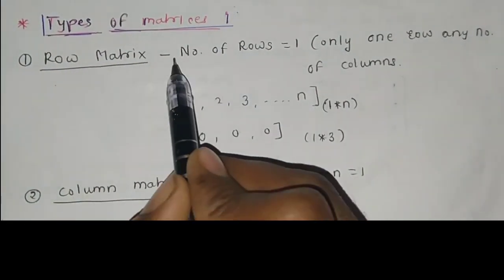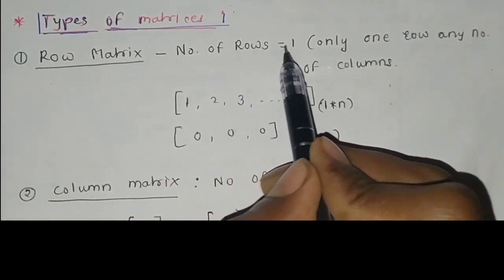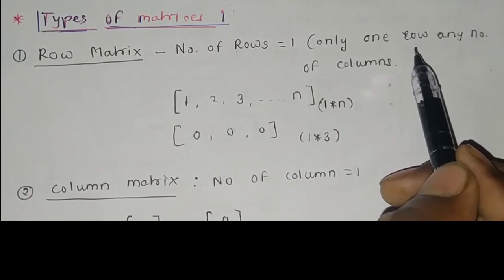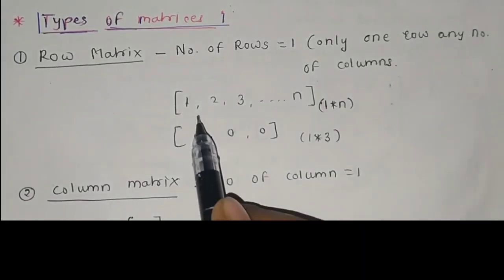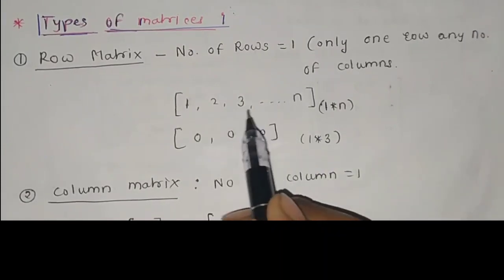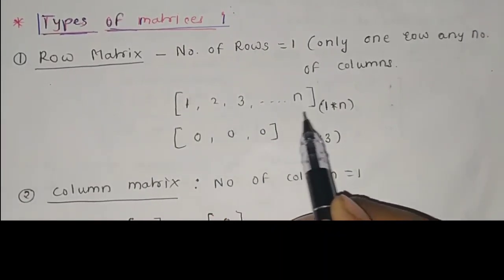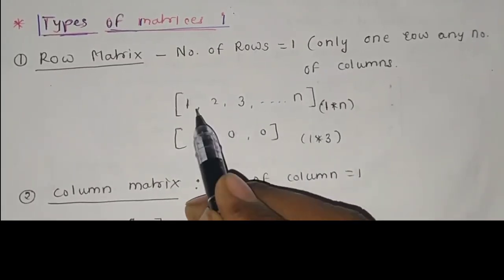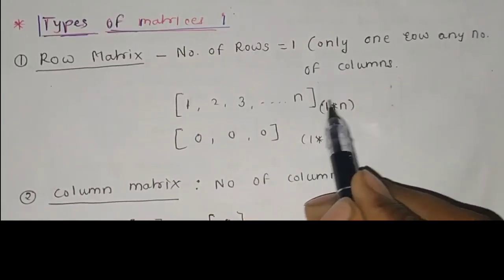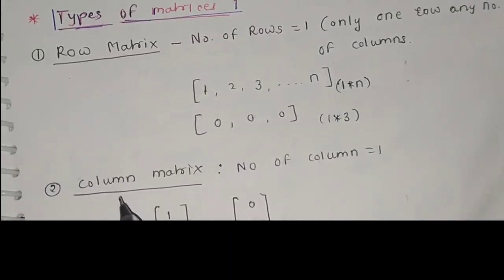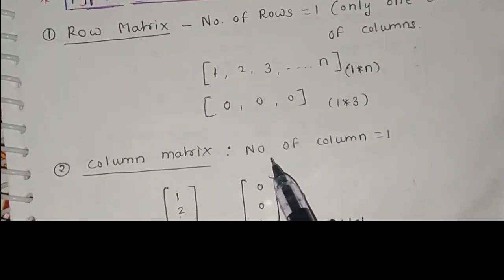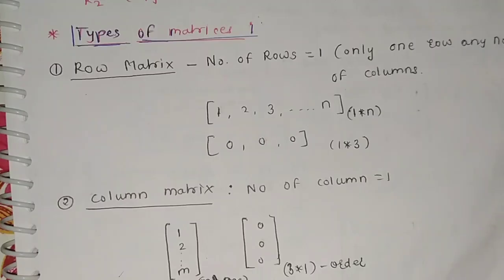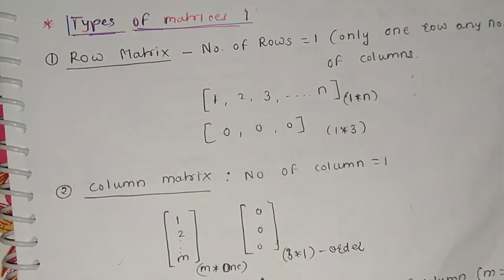So first of all, row matrix. Here number of rows is only 1. Here only 1 row and any number of columns, means here it should be only 1 row. Okay, it may be n number of columns. Okay, so here you can see this is the example 1 2 3 up to n. So number of columns may be n. Okay, then column matrix, similar to row matrix, but it is column. So number of column is only 1. So similarly there may be m number of rows.